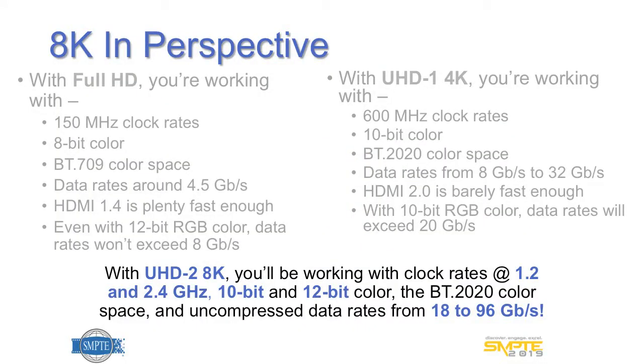With 8K, you're working with clock rates at 1.2 and 2.4 gigahertz. With 10 and 12-bit color, the 2020 color space, uncompressed data rates from 18 to 96 gigabits a second. Okay? Put that in your pipe and smoke it.